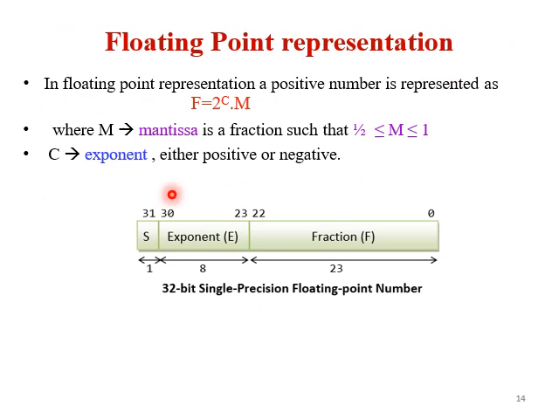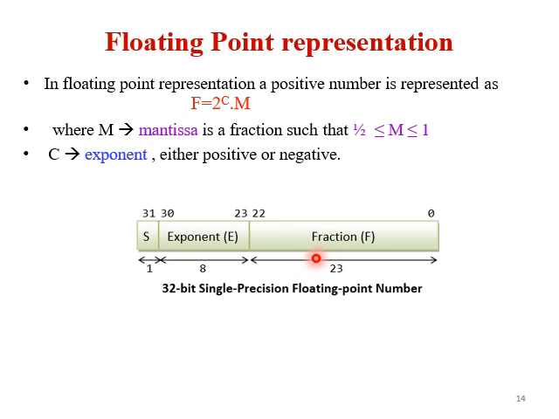Next, we will go to the floating point representation. In floating point representation, a positive number is expressed as F equal to 2 to the power c times M, where M represents the mantissa and c represents the exponent part, right? Here is an example of a 32-bit single precision floating point number. Here S represents the sign bit, and this is the exponent, right?